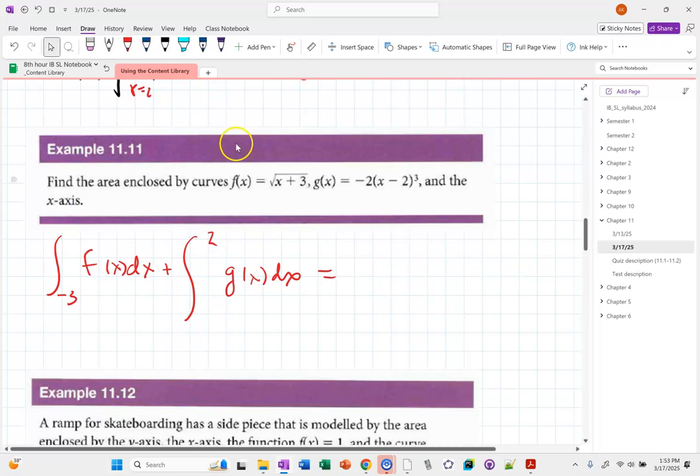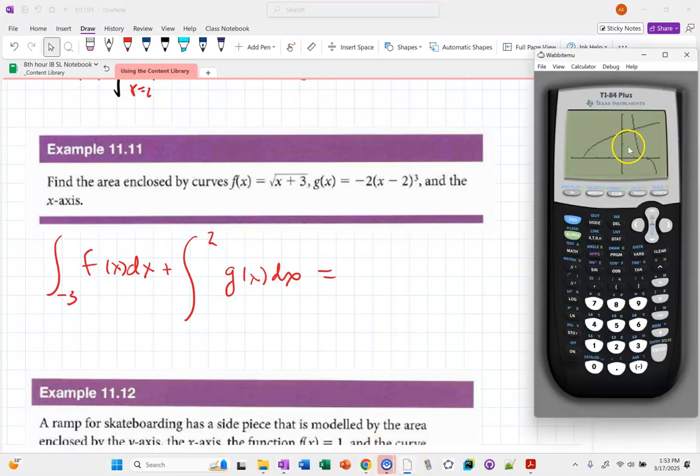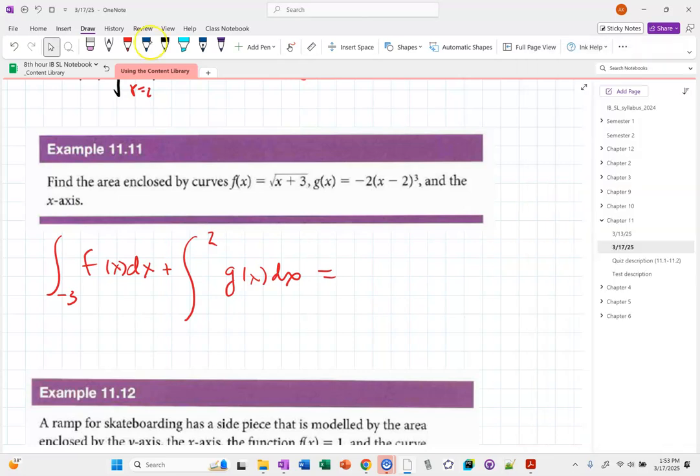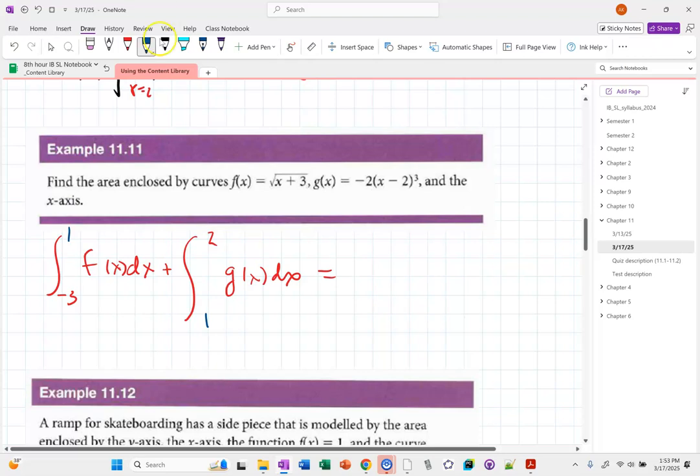Okay. So to find that intersection, I could do it by hand, but nuts to that, I'm going to use my calculator. Pick the intersect command, enter, enter, enter. The intersection is at 1. And then it's just calculator time.